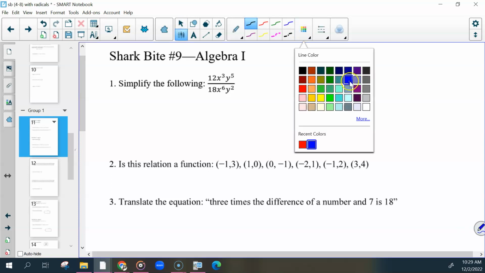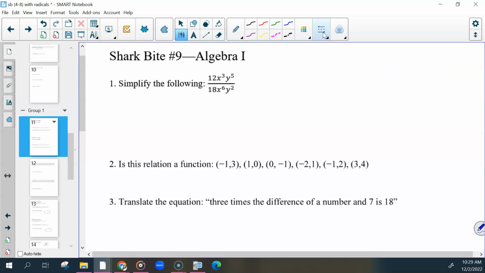I forgot this was on this one. This will make more sense later, but I'll tell you what it is now. So number one was going back to your simplifying exponents. If we are dividing like bases, what are we doing with the exponents? Subtracting. And then we are actually dividing the 12 and the 18. So if we divided those or simplified that, what would we get?